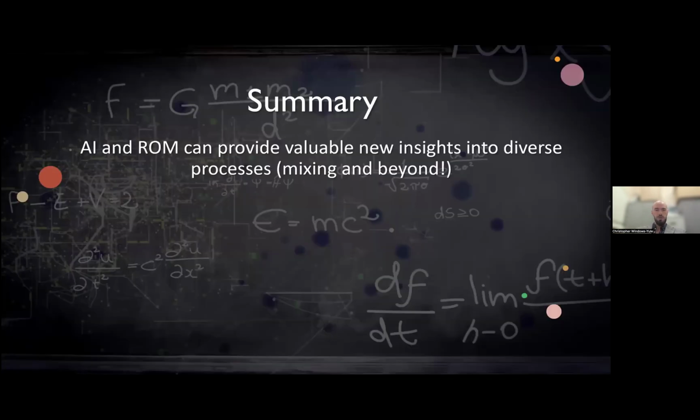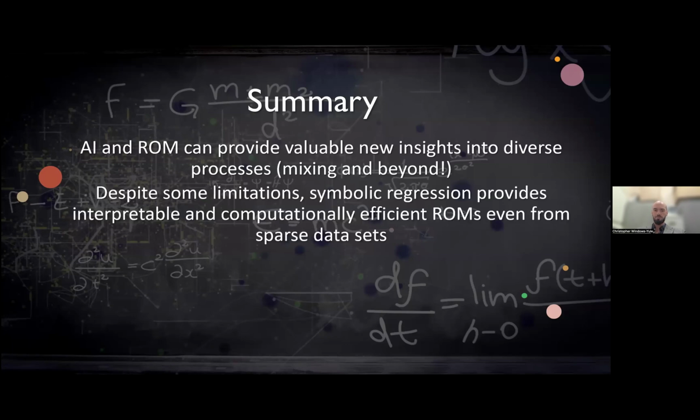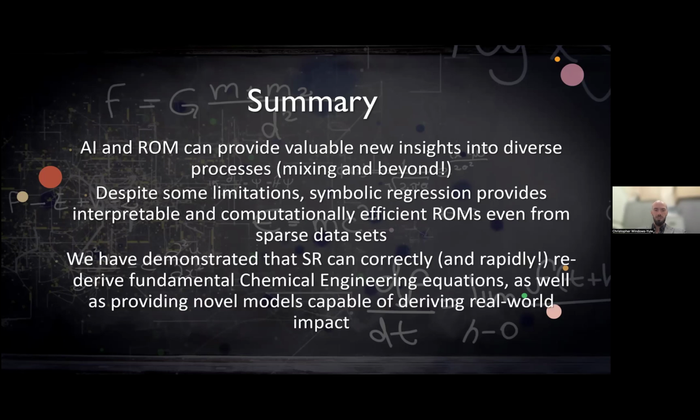So to summarize, artificial intelligence and reduced order modeling can give us valuable new insights into a diverse set of processes. I've shown you two, one mixing, one not, but a similar approach can be applied to any sort of experiment or simulation that you can think of. Despite some limitations, I'm not promising the most accurate piece of AI in the world, but it gives us very interpretable, extremely efficient ways of producing reduced order models, even from the kind of sparse data sets that we really wouldn't want to throw more complex techniques at.